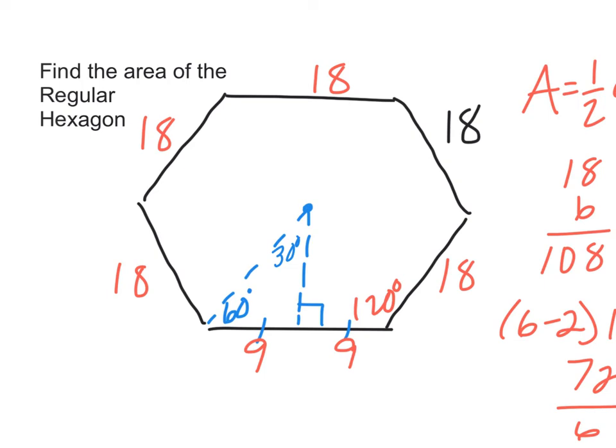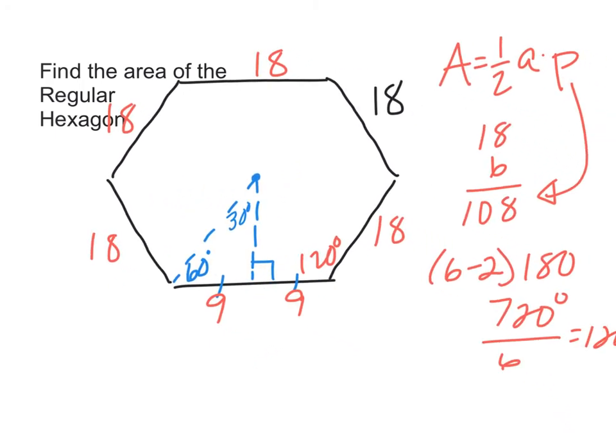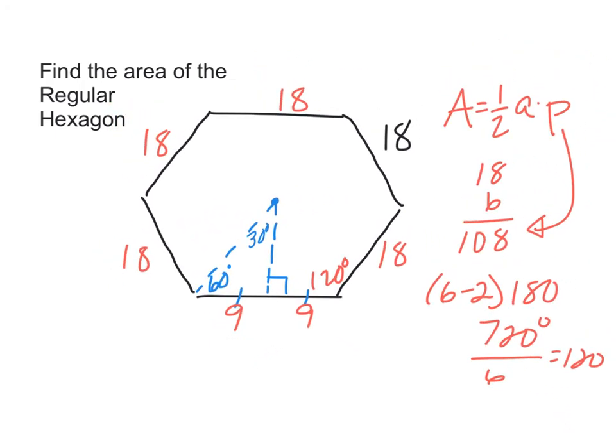Alright, so let's see if we can remember some of these things. Remember we did those 30, 60, 90 triangles? Well, in this case, the ratio for a 30, 60, 90 triangle is x, 2x, and x root 3. And so if opposite the 30 was x, opposite the right angle was 2x. So if this is 9, that means this is 18. And opposite the 60-degree angle was x root 3. So this would be 9 root 3.